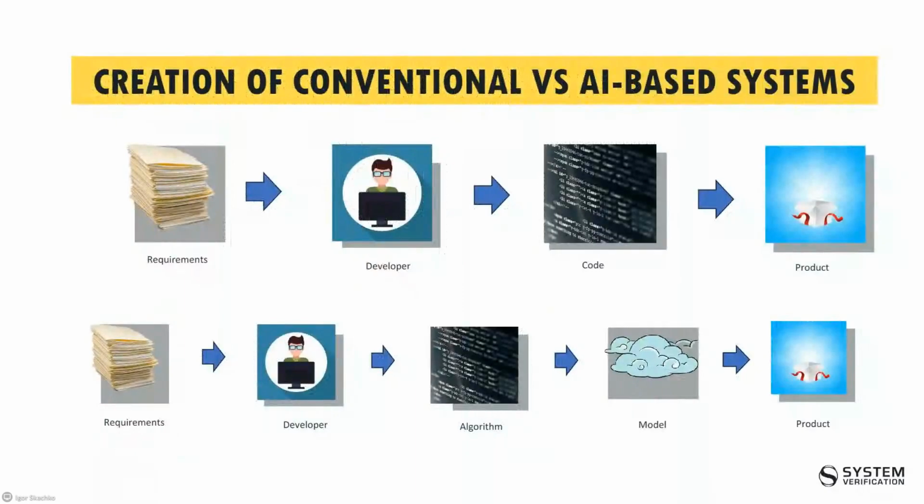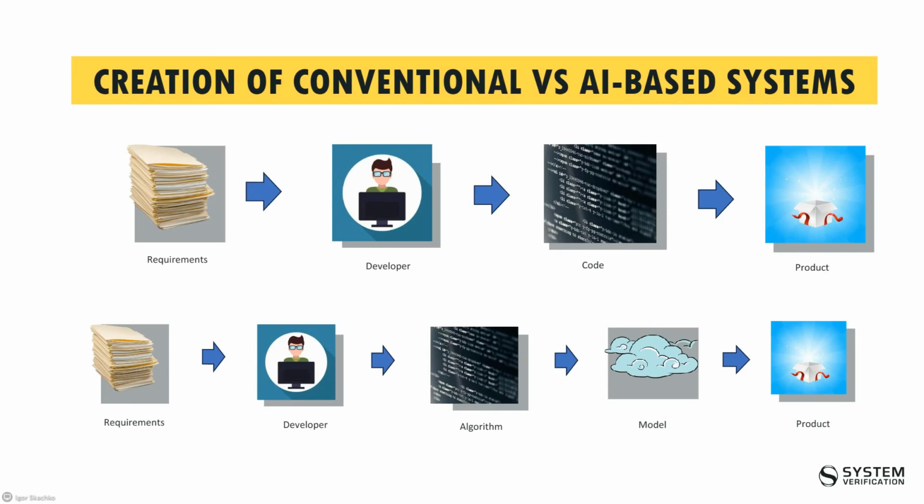Now, let's look at the process of creation, because the software development lifecycle is a bit different for AI-based systems. And the main difference is that the developer doesn't really make the end product. So in conventional software, we have requirements. The developer knows what to do due to them. The developer produces code, and the code is technically compiled to make a product.